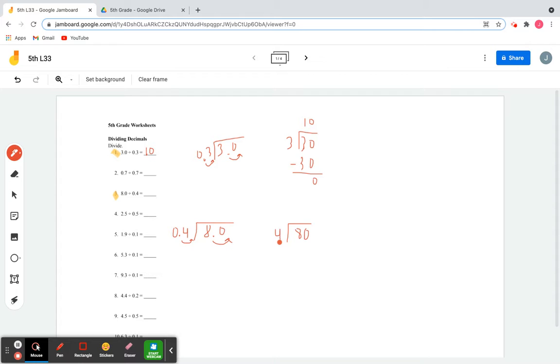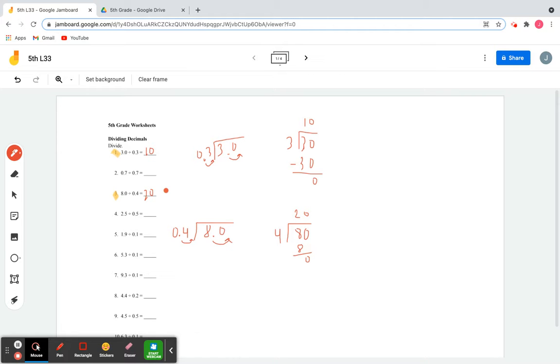So 4 goes into 8 first, and then it will be 2, right? Because 2 times 4 is 8. And then we have 0 here. I'm going to write 0 here. So the final answer will be 20.